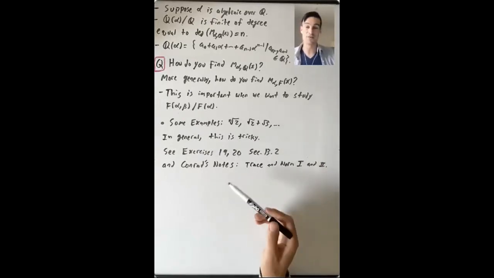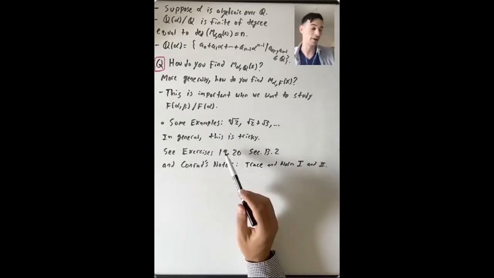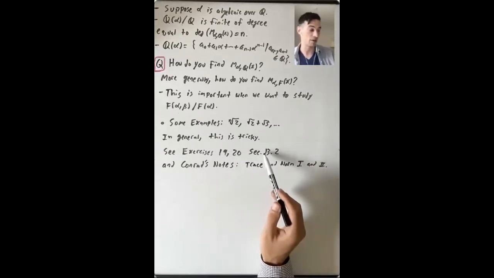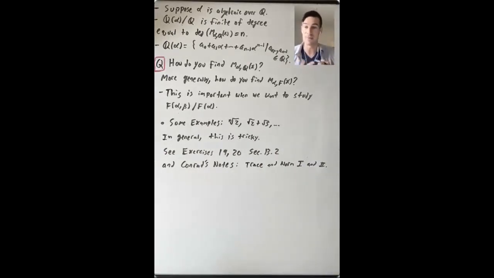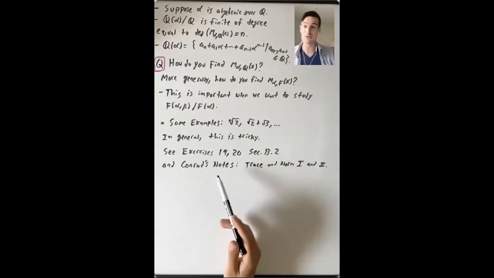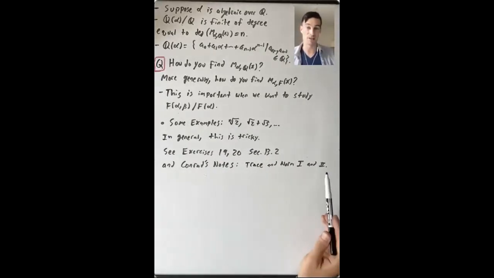Dummit and Foote give sort of an indication of where this begins. If you look at exercises 19 and 20 in section 13.2, it begins to address this question of how you compute the minimal polynomial of an element over a field. And if you want a much more systematic, thorough discussion of how to really do this, Conrad has two sets of very nice notes, Trace and Norm 1 and Trace and Norm 2. And I'll put links to those on the course website. And I encourage you to check those out.